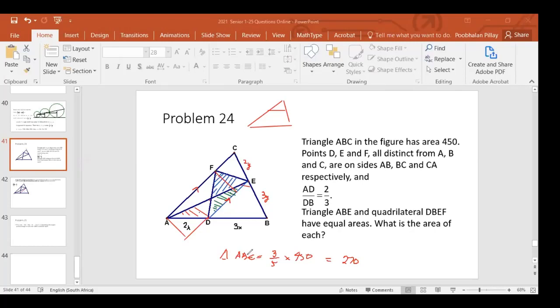That's the area of ABE. That's what we wanted. What is the area of each one of them? So it's quite a deep problem, and it uses mean proportion and areas.